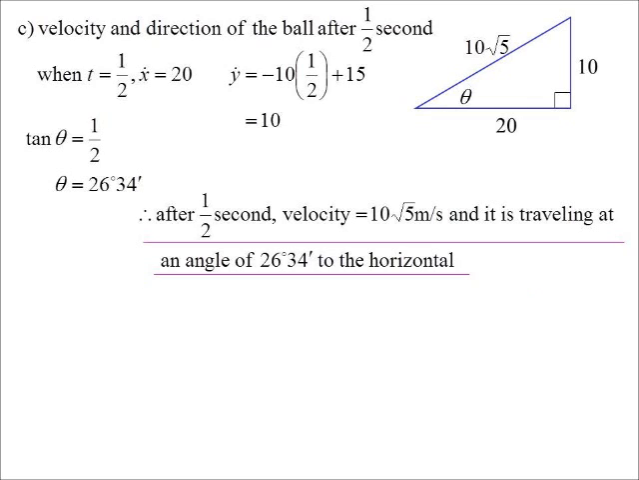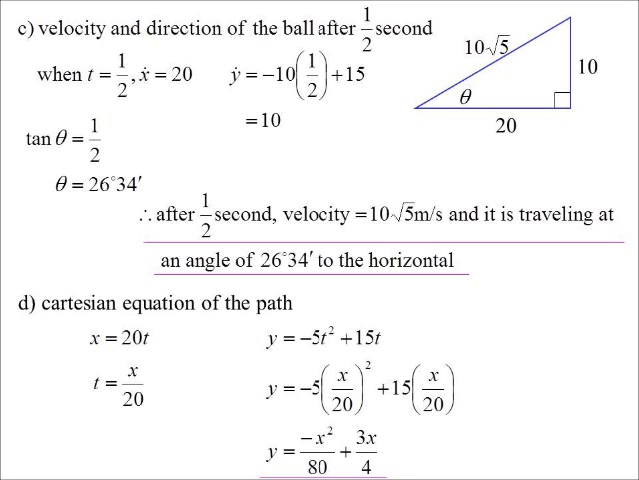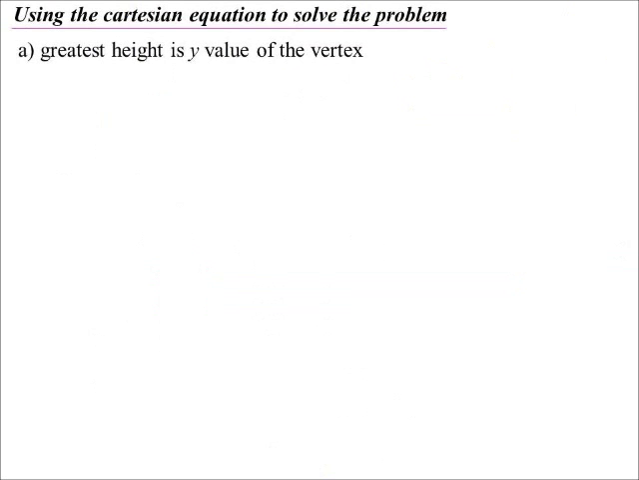Well, what is the Cartesian equation? What is the equation of that parabola of motion? Rearrange, make t the subject, it's x on 20. Sub it in, and there's our quadratic, minus x squared on 80 plus 3x on 4. Okay, let's answer all of those, but now let's use the Cartesian equation. Say we want to take it from that approach. I found the Cartesian last. Imagine if we said, let's find that first.